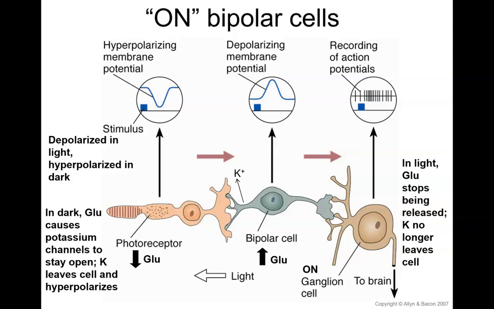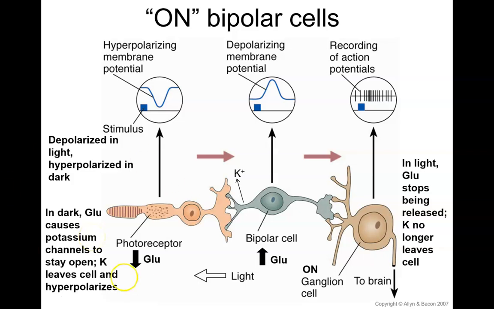So we're going to start by talking about on bipolar cells. On bipolar cells are called on cells because they are depolarized when light hits them. So in general, on bipolar cells are depolarized in the light and they're hyperpolarized in the dark. So let's start by talking about what happens in the dark, and then we'll talk about what happens in the light. And you can see here, for your convenience, I have included a summary statement in bold.